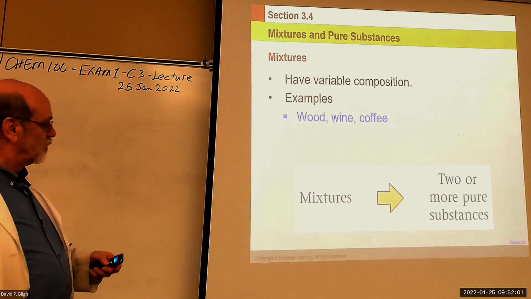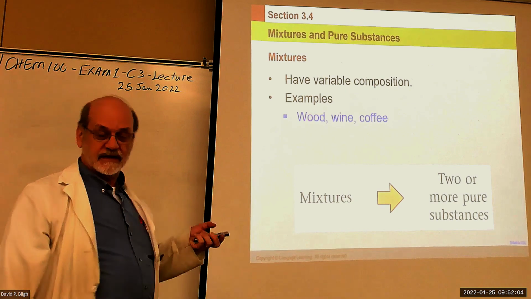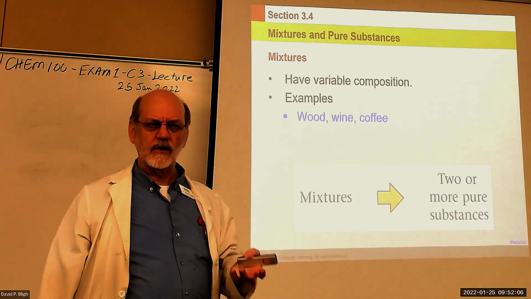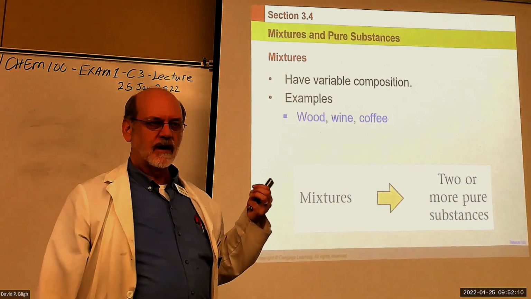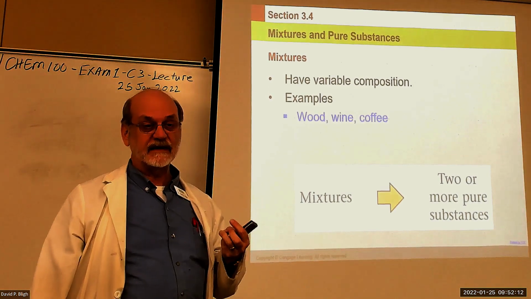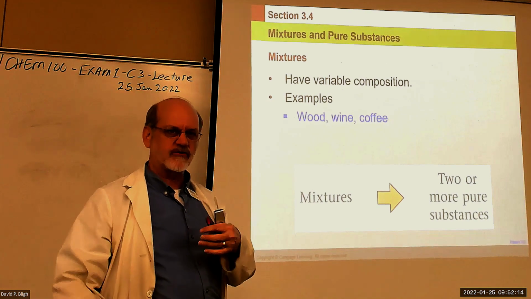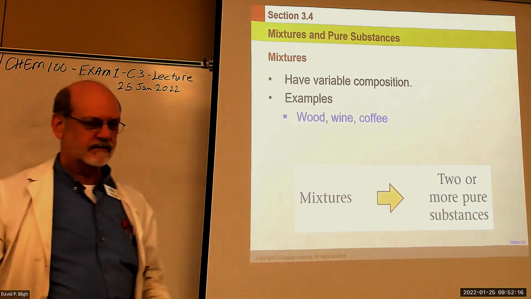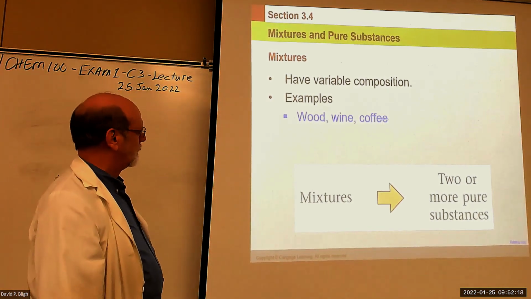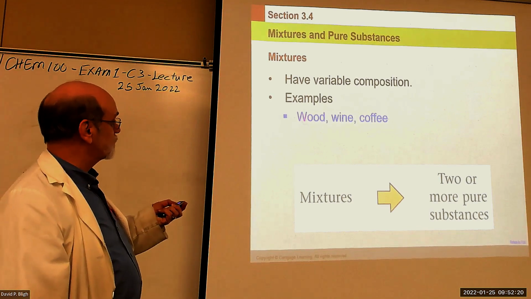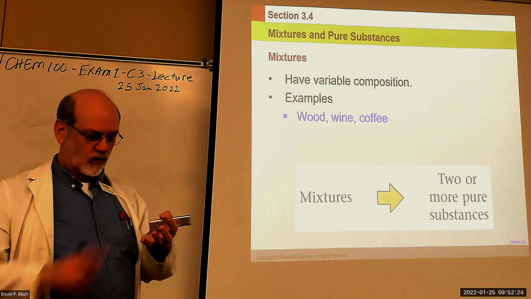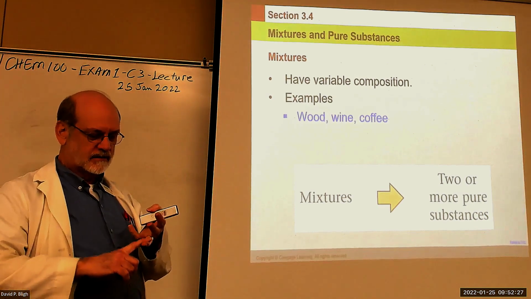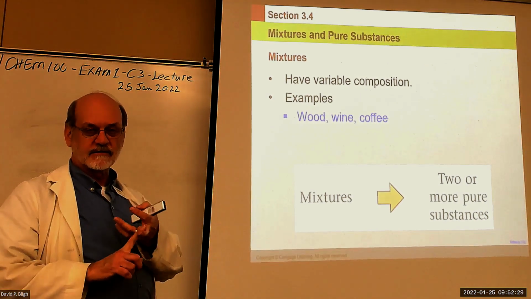Okay. We normally don't think of wood as a mixture, but it is. It's primarily cellulose, but there are other things in there like those minerals I mentioned, or it also has some lignin in there, which is another natural polymer. Right? We don't need to beat that horse. But it is a mixture. Wine is a mixture, right? Water, ethanol, and various other substances.